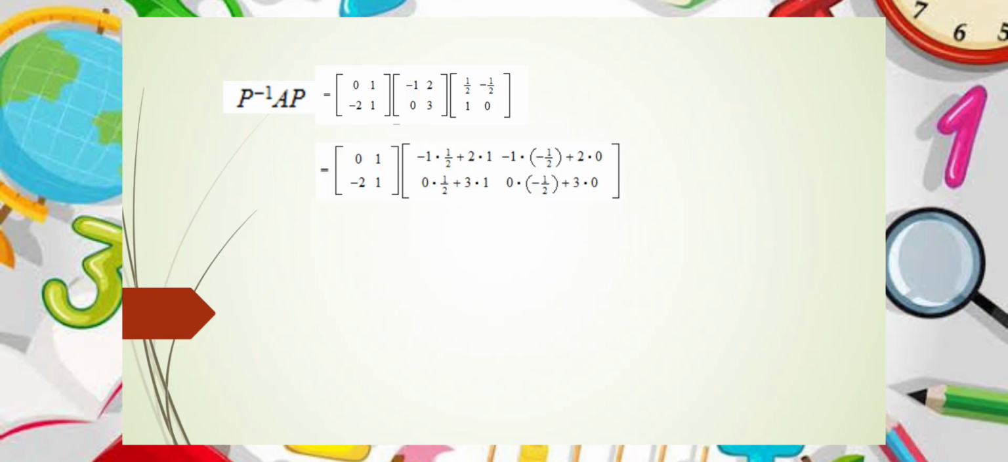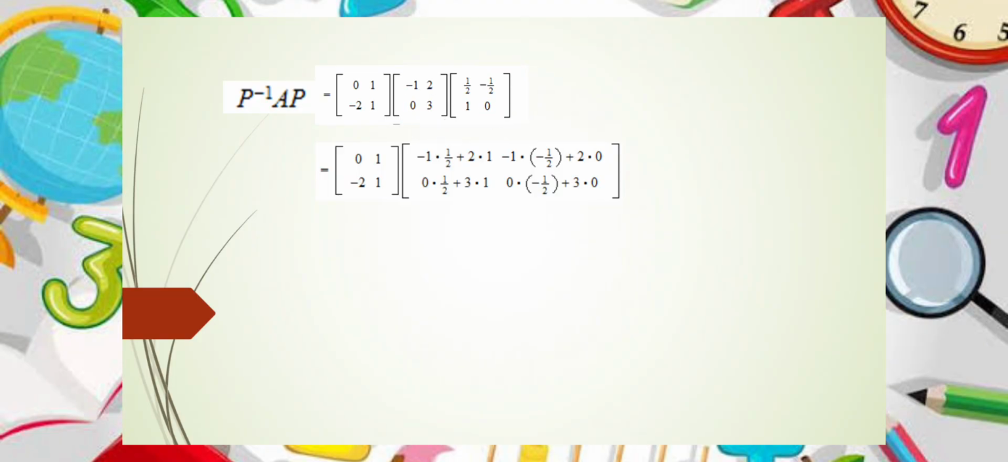So the inverse of P is [0, negative 2; 1, 1], A is [negative 1, 0; 2, 3], and P is [1 half, 1; negative 1 half, 0]. And then we are going to multiply A and P. So negative 1 times 1 half plus 2 times 1, and then 0 times 1 half plus 3 times 1. The other column is negative 1 times 1 plus 2 times 0, and then 0 times 1 plus 3 times 0.